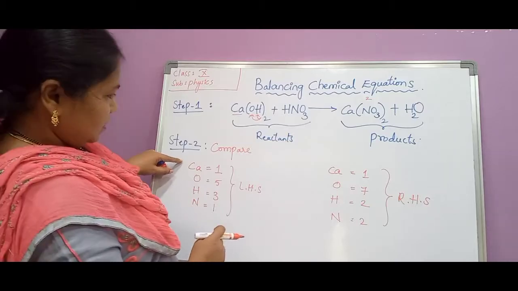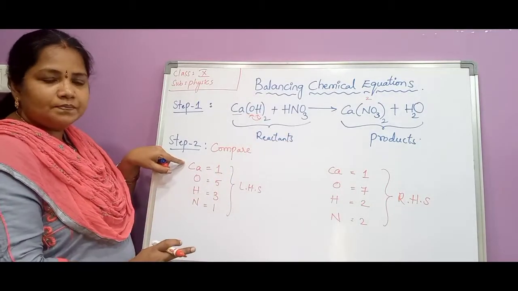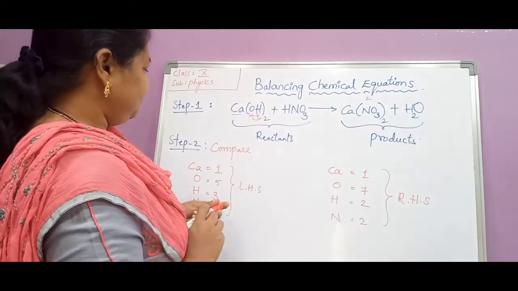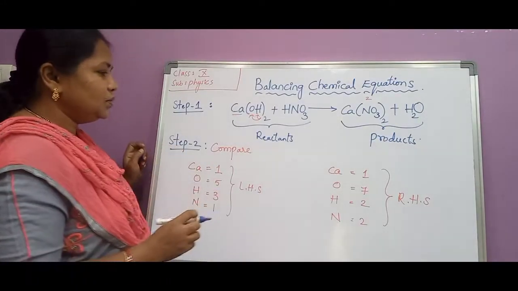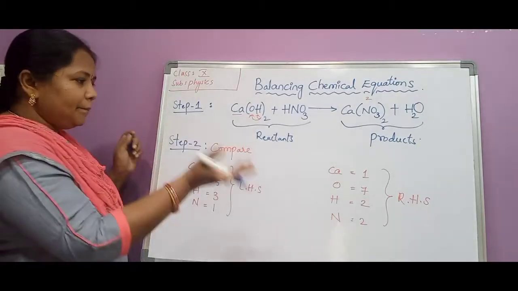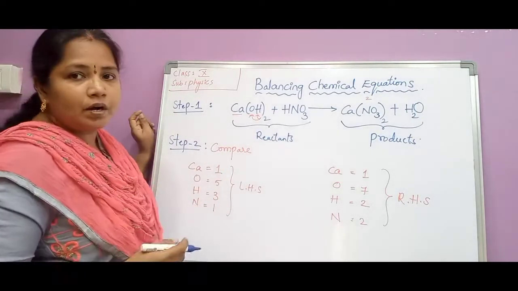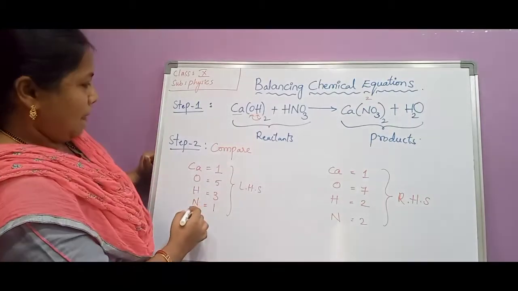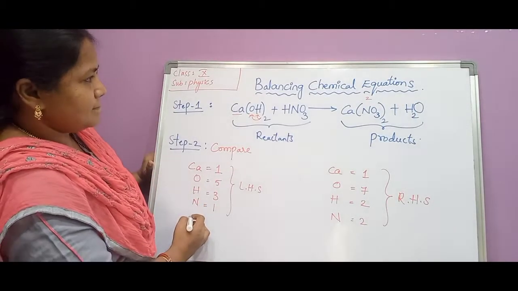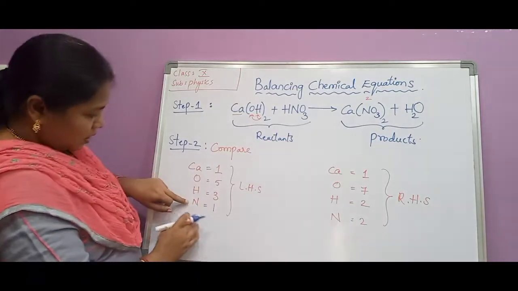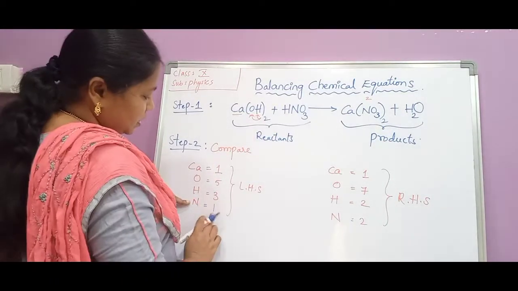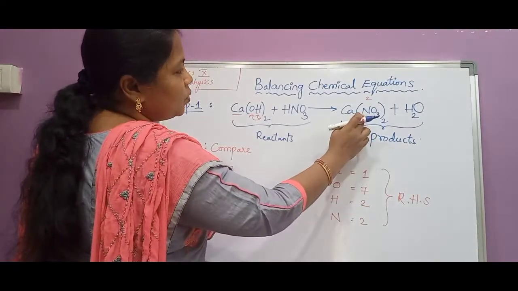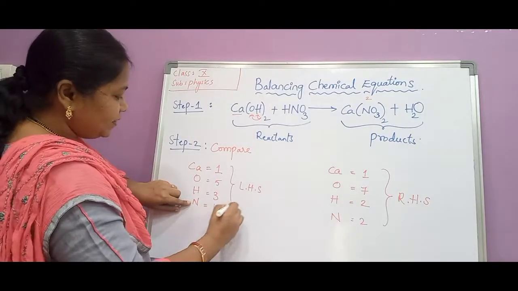See here, except calcium, no other element is balanced. Calcium 1, calcium 1. Okay, only calcium is balanced. In the third step, we need to write the suitable coefficients. After comparison, next we have to write the suitable coefficients in order to make all the elements equal on both sides. Simply what we will do here, first we go for the non-metallic element nitrogen. Here nitrogen, left hand side only one nitrogen atom is there, right hand side two nitrogens are there. So left hand side we need to increase the number of nitrogen atoms.